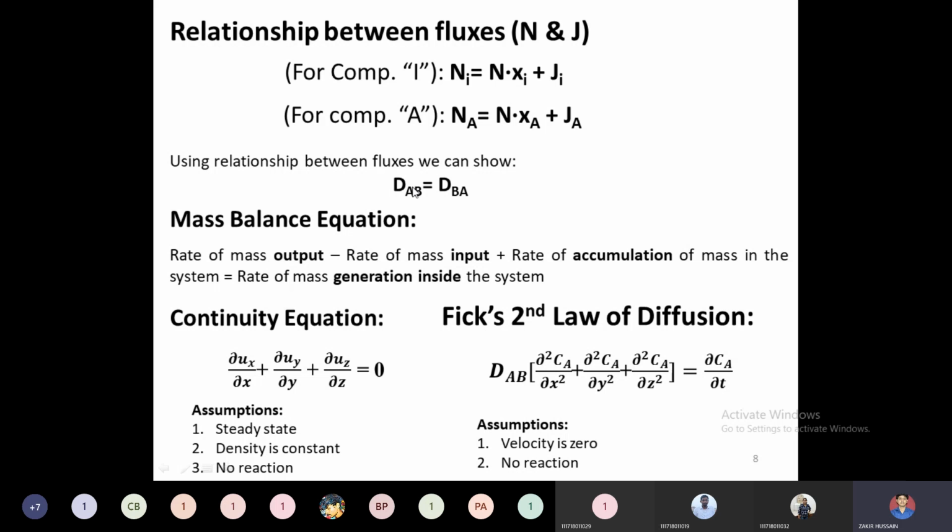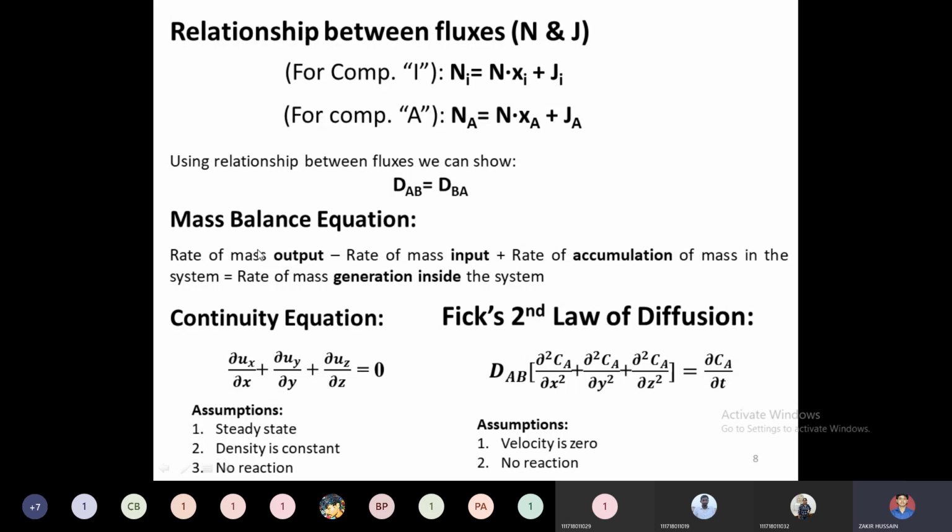Next is the mass balance equation. Mass balance equation is nothing but rate of mass output minus rate of mass input plus rate of accumulation is equal to rate of mass generation inside the system. With certain assumptions, we can cancel out the terms. When there is no reaction term, we can neglect the generation term. When the process is at steady state, we can neglect the accumulation term. When the mass balance is applied without reaction and at steady state, we can neglect these two terms. Then the mass balance equation reduces to rate of mass output equal to rate of mass input.